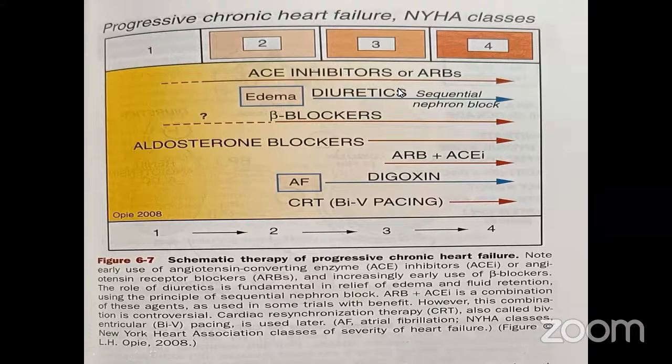Diuretics, especially mineralocorticoid receptor antagonists, ACE inhibitors, ARBs, and beta blockers, all these put together are known as anti-mortality drugs. This is one of the common questions: name anti-mortality drugs along with rationale. So you have to know what all should be done.